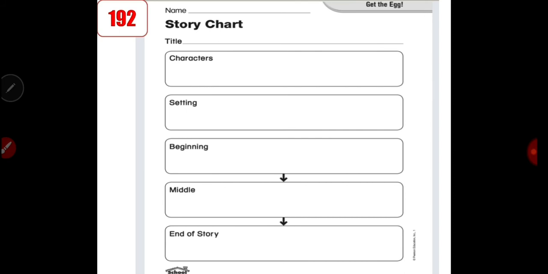So where is the title? Who are the characters, the setting, the beginning, the middle, and the end? Okay, and then later on, I'm going to show you my answer, and you'll check if your answers are correct. If not, you are going to erase your answer and copy it again. Understood? All right, so you can now start writing. Go.